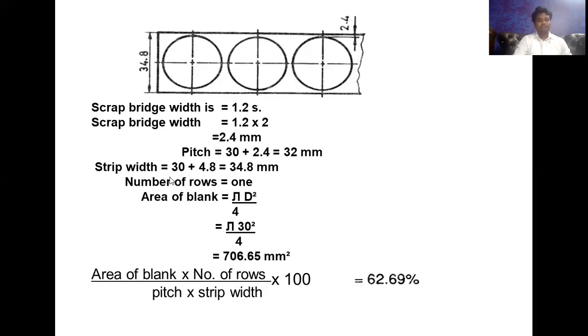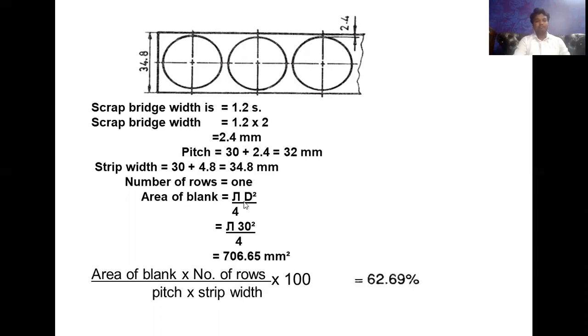Strip width: to calculate the strip width, it is the single row 30 mm diameter circle plus the scrap bridge width at the back plus the scrap bridge width at the front. Together it is 30 plus 4.8, which gives 34.8 mm. The number of rows is 1.